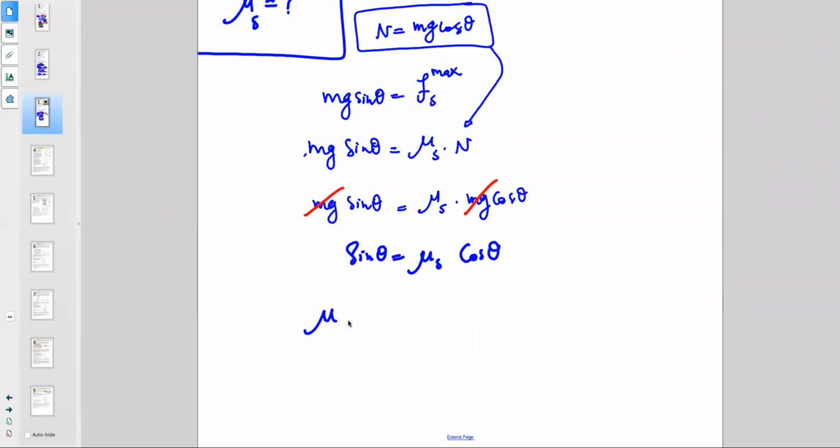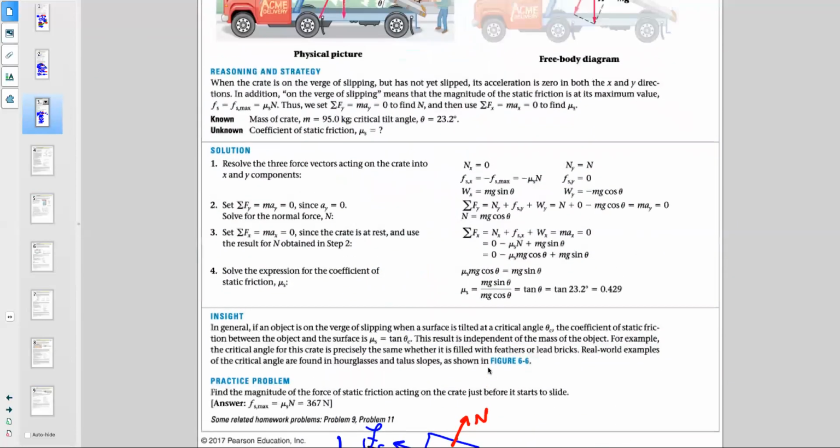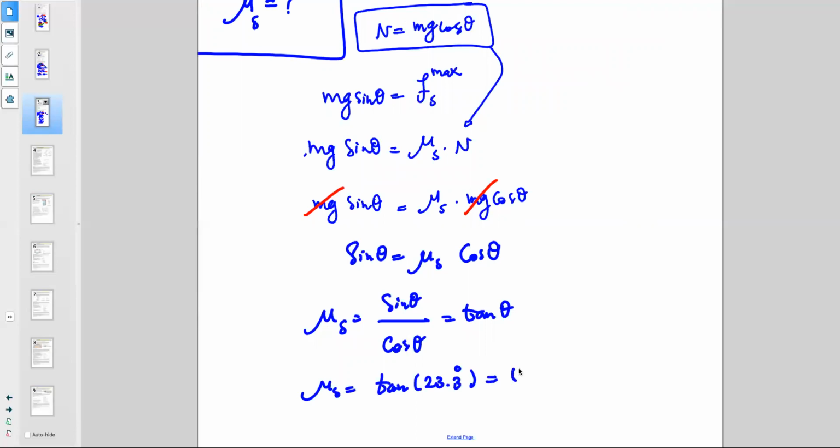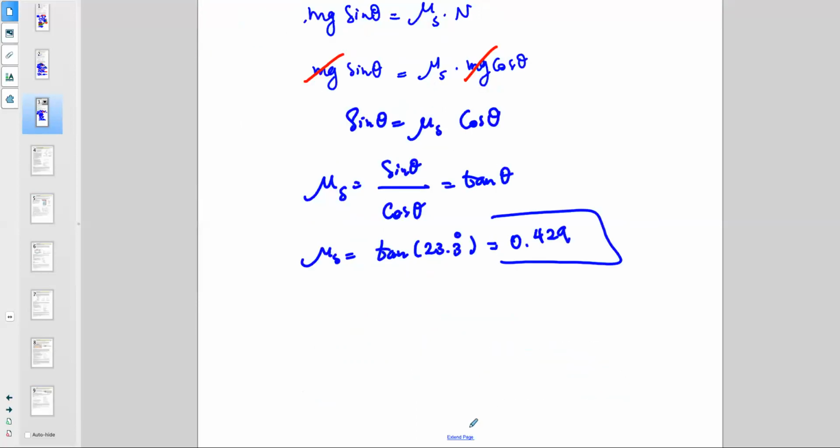Okay, so mu s is sine theta over cosine theta, or just tan of theta. In our case, mu s is tan of 23.3 degrees, which means 0.429. So 0.429 is the coefficient. It is unitless. It does not have any unit associated with it.